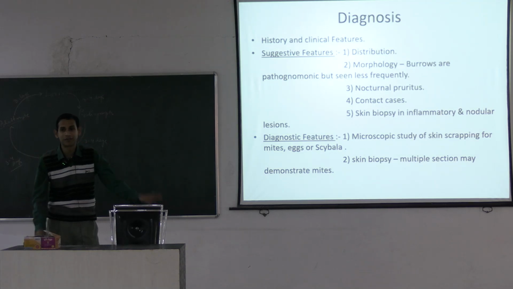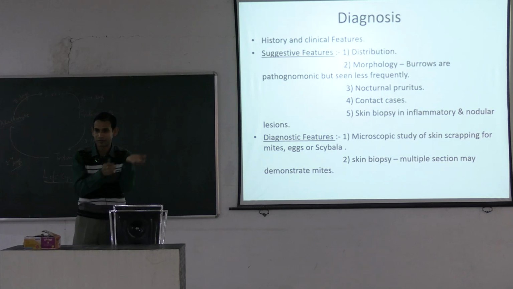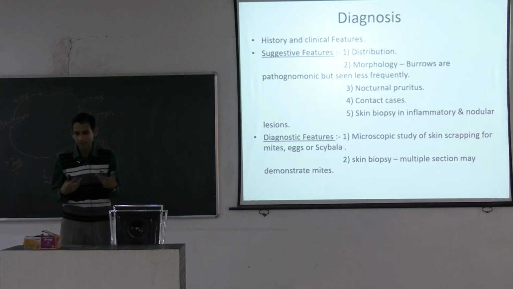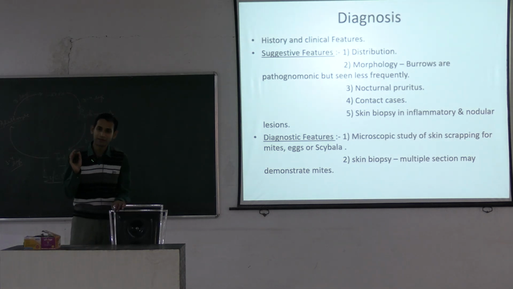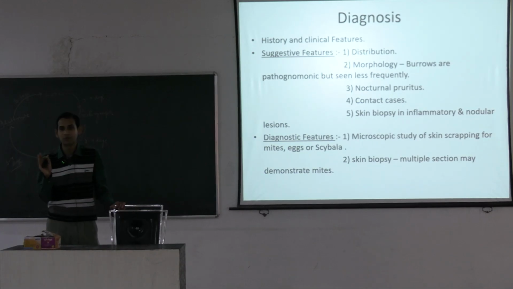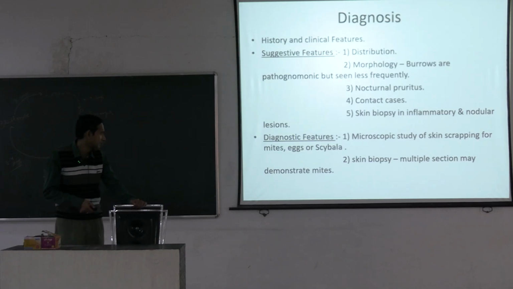And number two, you have to check the patient for the distribution of the lesions. That means the webs of the finger, flexural aspect of the wrist, the elbow, axilla, around the umbilicus, lower abdomen, genitalia, buttock, whether the pruritic papular lesions are present or not. You may get vesicles or pustules that are secondarily infected. In secondary infection, the patient will also complain of pain. So, the distribution of the lesions is a very important aspect of the diagnosis. Though I have already told you the burrows are pathognomonic, in most of the cases burrows are not seen due to excoriation; burrows are usually destroyed. Nocturnal pruritus and contact cases are the most important things.